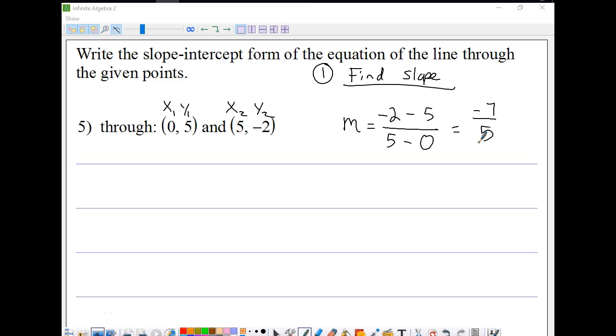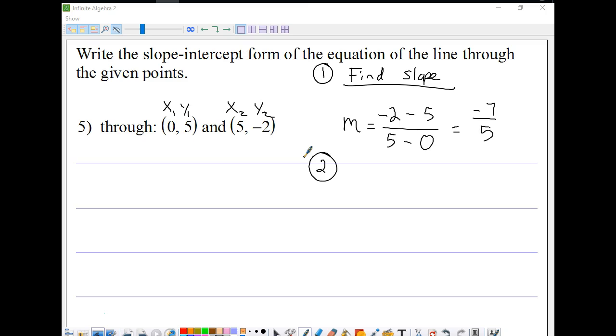Oh, yeah, now I see it. You just have to find it, over -5.